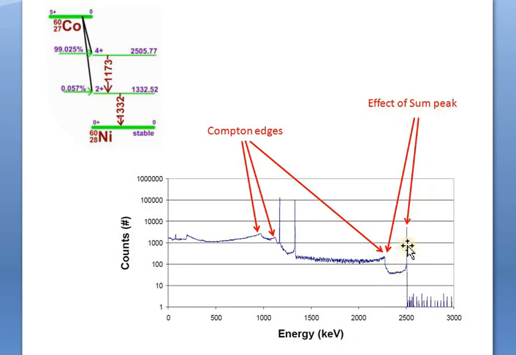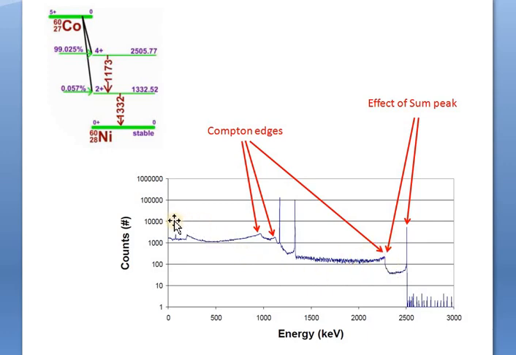So this is the sum peak, right? There will also be a summing effect of the two Compton edges, this plus this, or this plus this, and as a result you will see a structure like this one here. Also, this Compton edge corresponds to that of the sum peak. So overall, a lot of things are here.